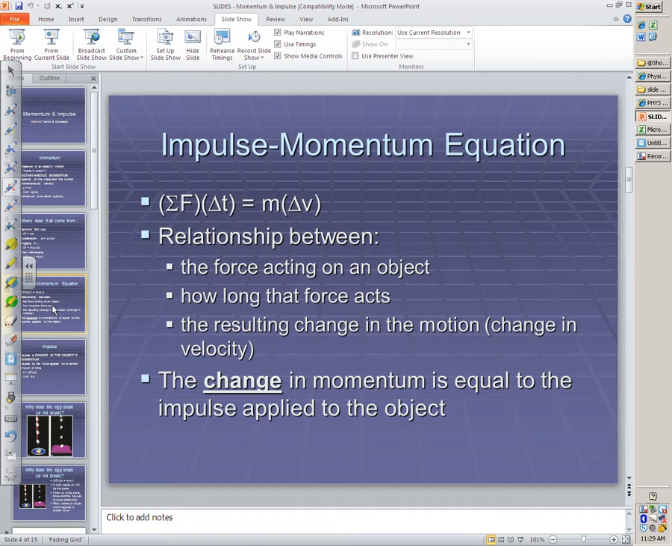Put your finger through the rubber band. Same thing. Go. All right. So, is there anything different conceptually as far as the motion of the object goes?